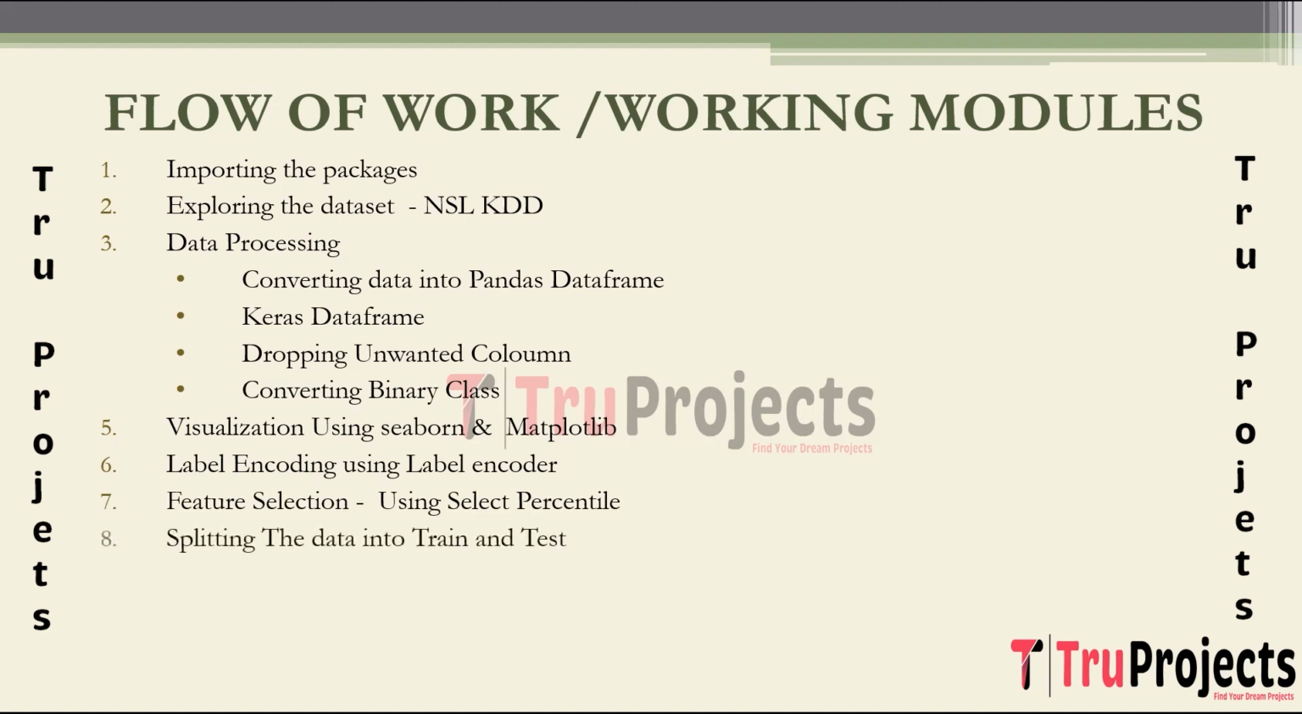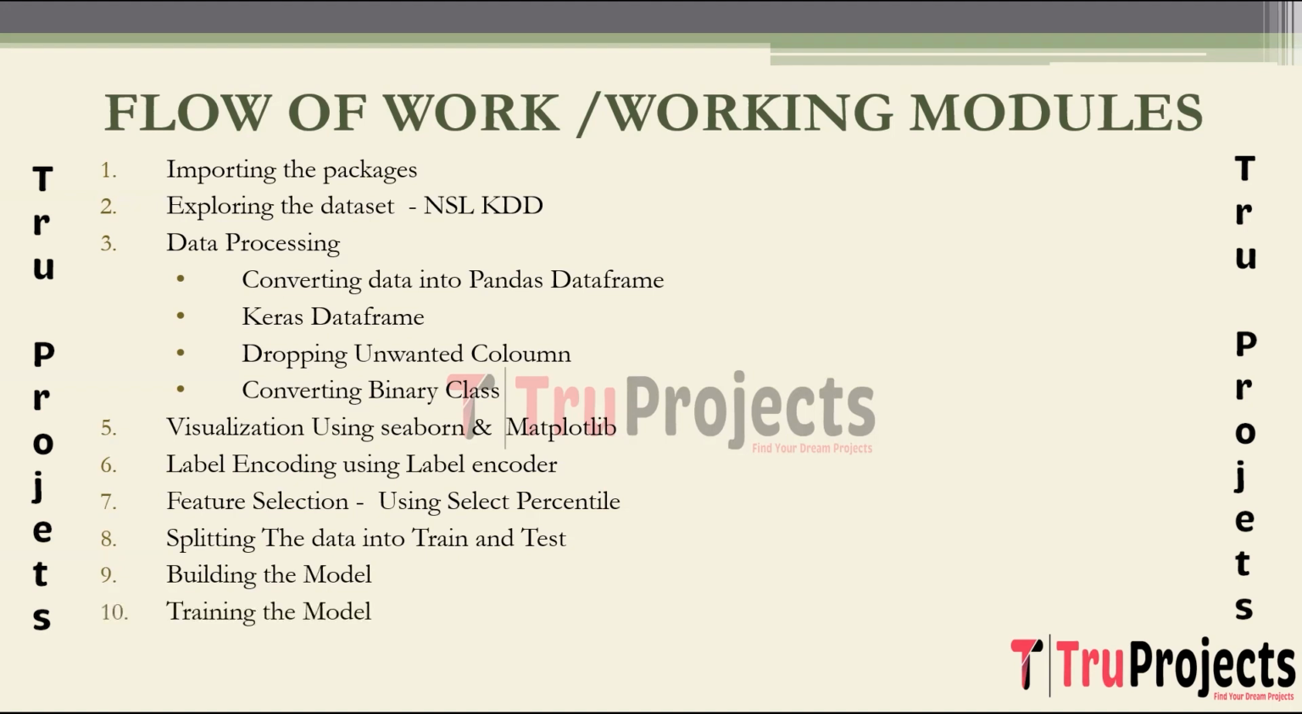Splitting the data into train and test. The dataset is split into training and testing sets. The training set is used to train the machine learning model, while the testing set is reserved for evaluating its performance. Building the model. In this module, the machine learning and deep learning models are constructed. This involves defining the architecture of the neural network models.